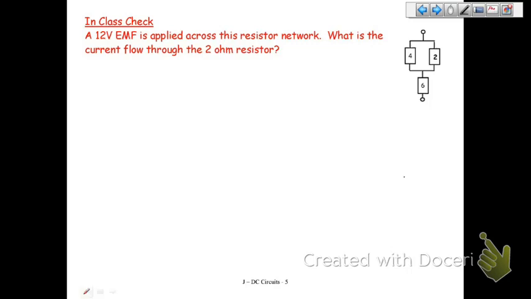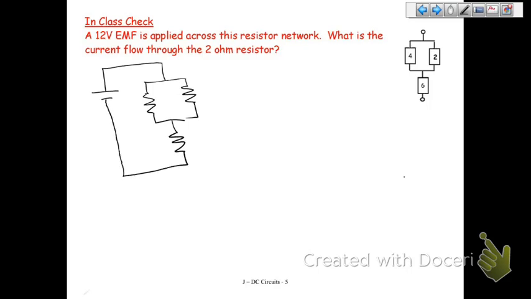Come back here. Now let's do the question as it stands. A 12 volt EMF is applied across a resistor network, and it's this resistor network. So this is 12 volts EMF. And this is the 4 ohms, this is the 2 ohms, and this is the 6 ohms.